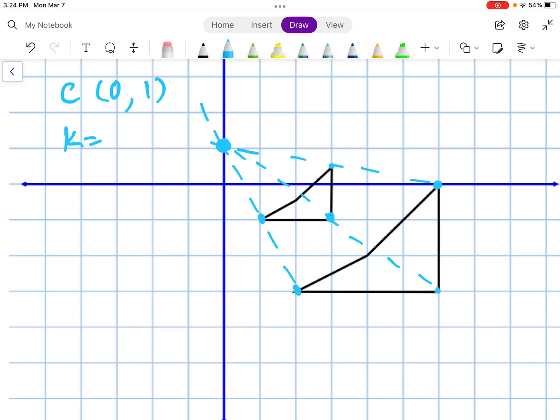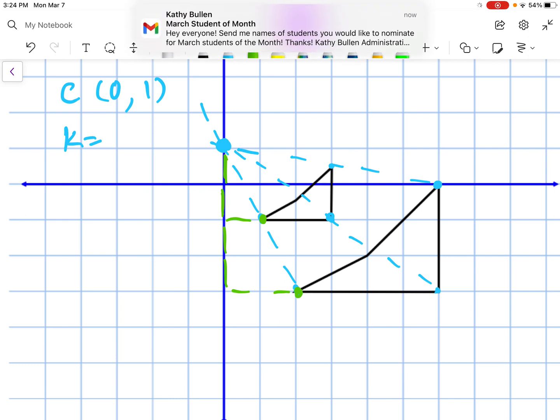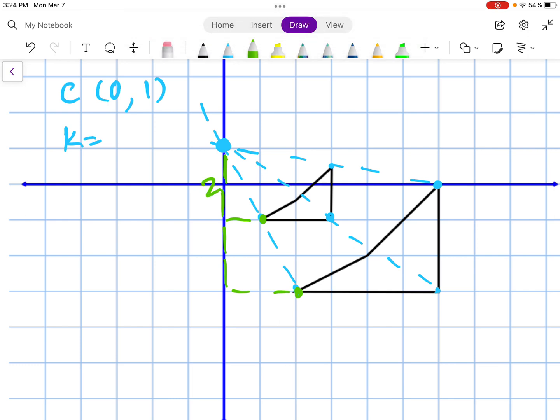And then if you want to find the scale factor, we can do one of two things. We can compare the distances. What I mean by that is I can come down here and say this one goes down 1 and over 1 to get to this point. And then compare that to the other point. I go down 1, 2, 3, 4, and over 2 to get to this point. So I went down 1, over 1. This one went down 4 and over 2. Well, my scale factor, if it's an enlargement, then it has to be greater than 1.